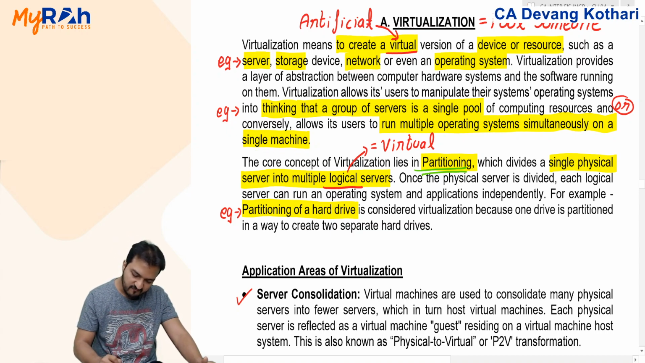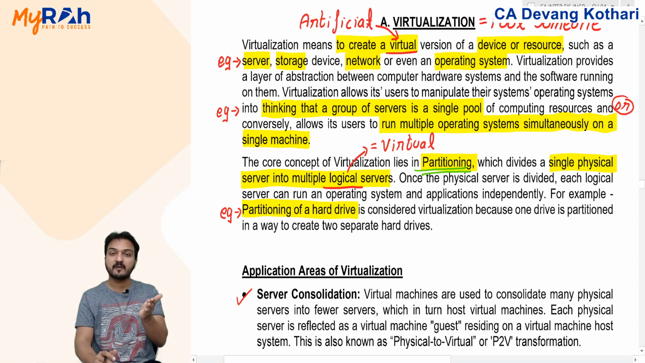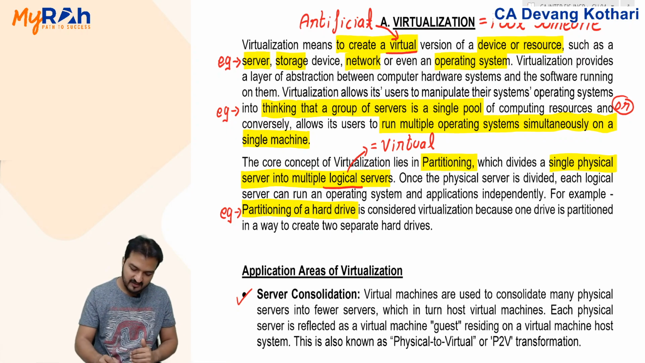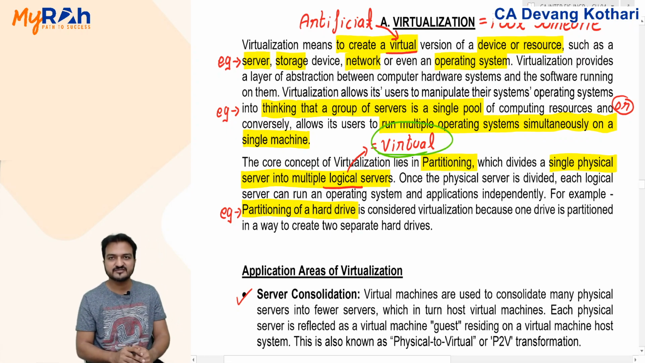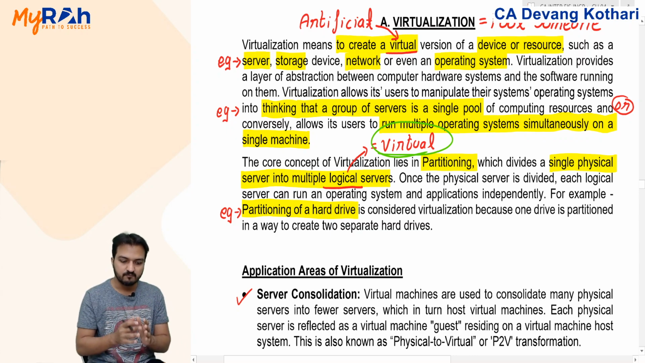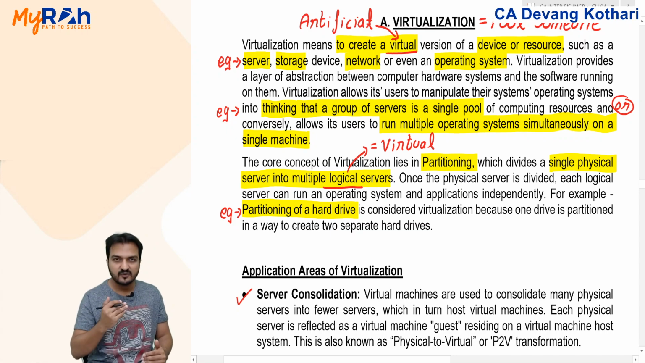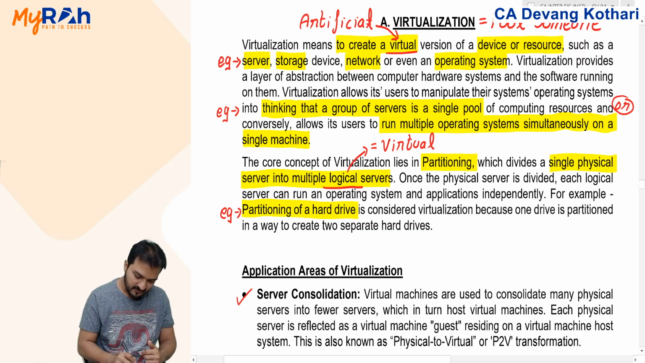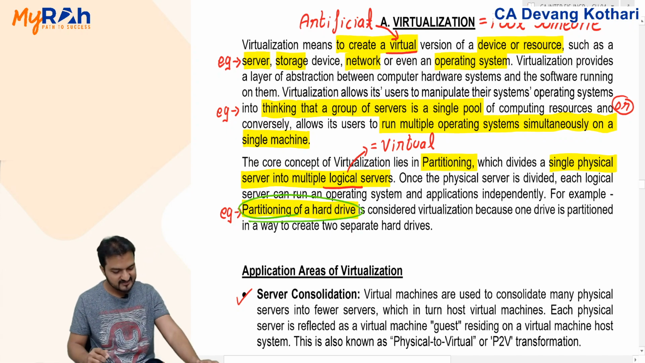Even the concept of partitioning. A hard disk has partitions, C drive, D drive, E drive. That partitioning of the hard disk is also a type of virtualization, because actually your computer contains only one hard disk, but virtually you can split it into 4 different or 3 different parts called hard disk partitions. So partitioning of the hard disk is also an example of virtualization.